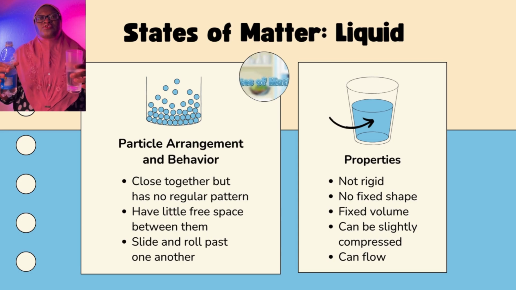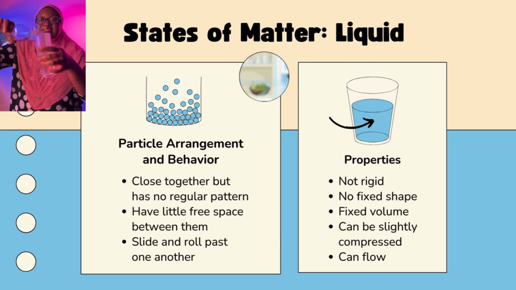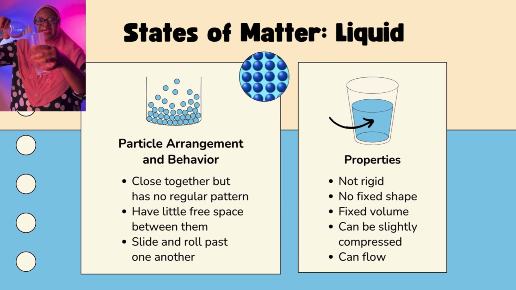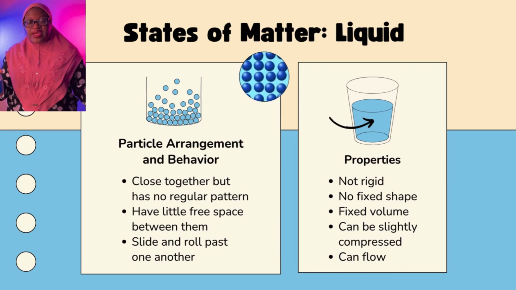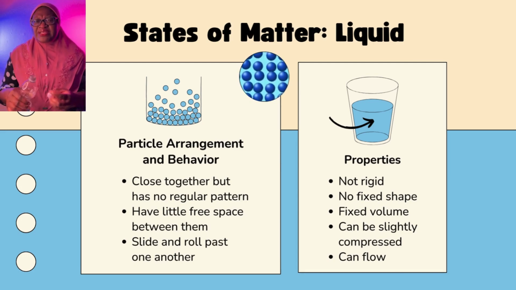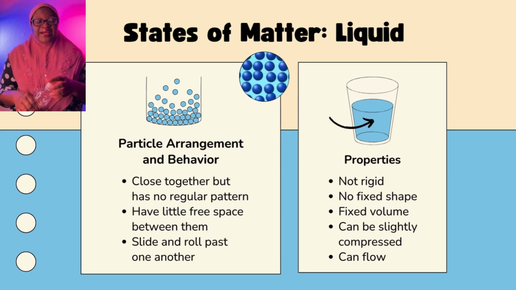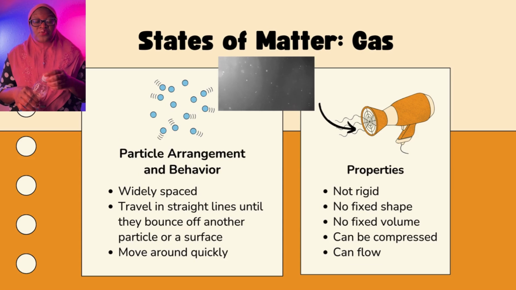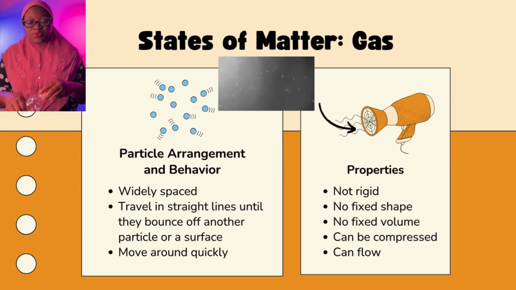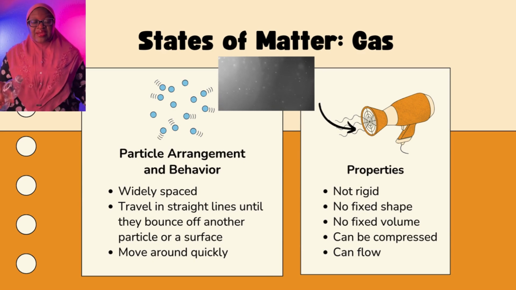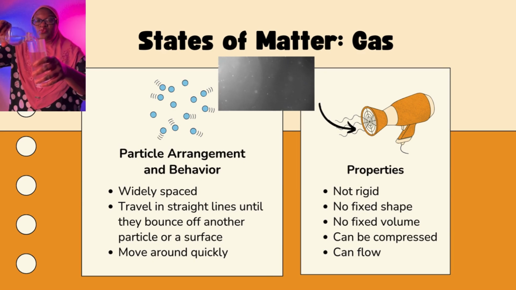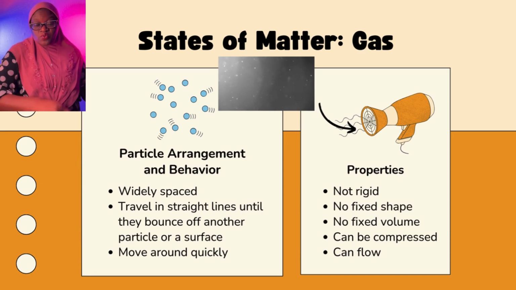So this allows for some form of flow. So you can see liquids are able to flow like water, like you can see here. You can slightly compress liquids, unlike solids that cannot be compressed at all. Liquids can be slightly compressed and they are able to slide and roll past one another, and that is how and why they flow, because they're able to roll past one another.